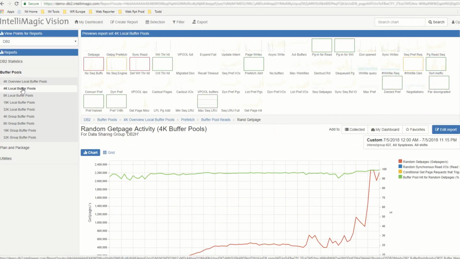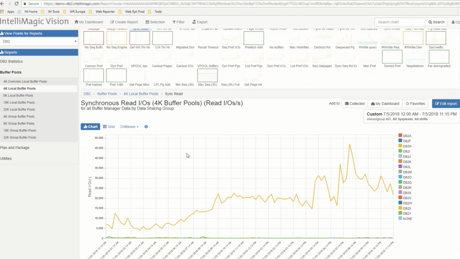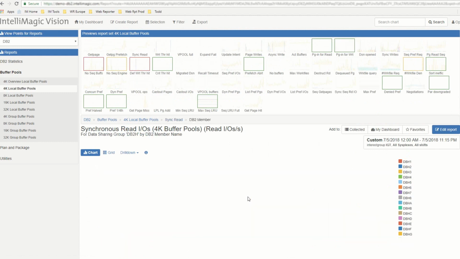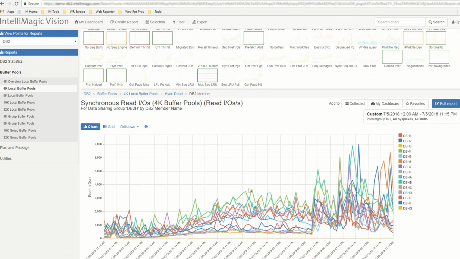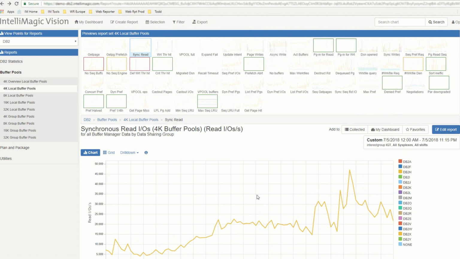Now, since one key aspect of Db2 performance tuning is seeking to reduce sync read IOs, let's look at that metric in some more detail. Drilling down first by the members of the data sharing group, we see that the profile is relatively similar across the members. Now let's go back and drill down by the buffer pool.